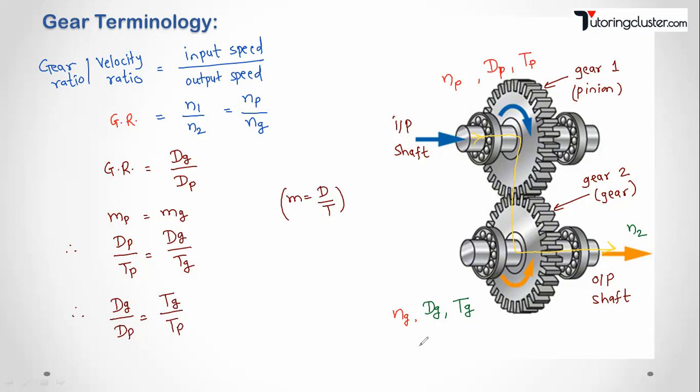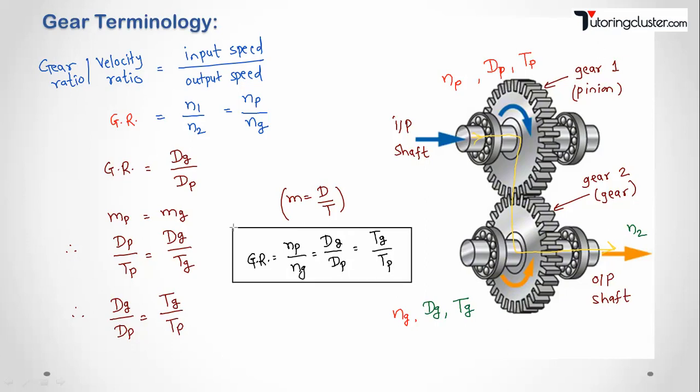Therefore, what are the different formulas of gear ratio? First formula in terms of speed, np upon ng, which is equal to, in terms of diameter, dg upon dp, and in terms of number of teeth, tg upon tp. These are the various formulas you have to remember in case of gear ratio. This is a very important formula. Based on this, we are going to solve a number of examples. Is it clear? Please note down everything, you can pause the video. All the things are very important. I hope you have understood the concept of gear ratio.